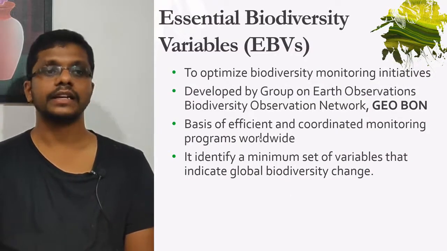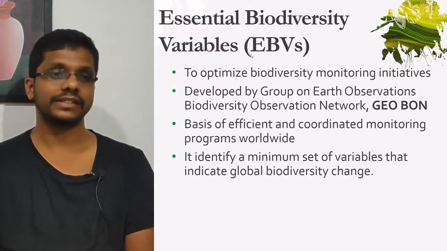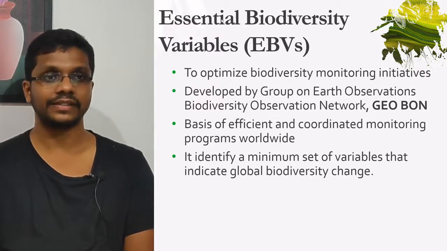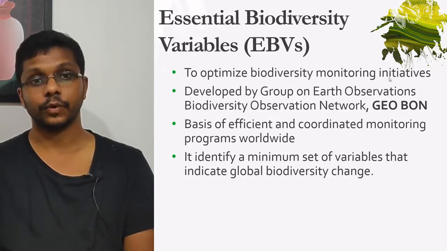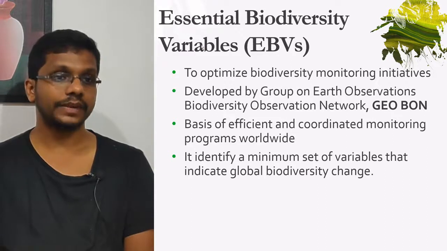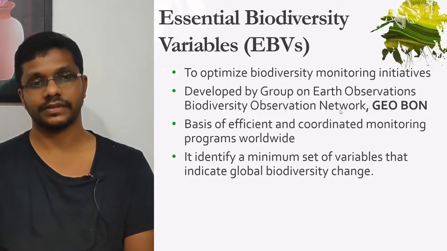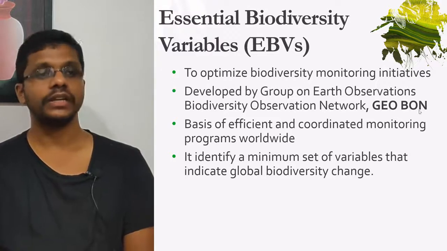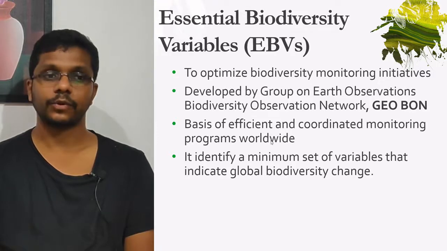So the middle of this flow is EBVs. EBVs stands for essential biodiversity variables. It is used to optimize biodiversity monitoring initiatives. It is actually formulated by a group on Earth Observations Biodiversity Observation Network, GEO BON it's called. It is the basis of efficient and coordinated monitoring programs worldwide.